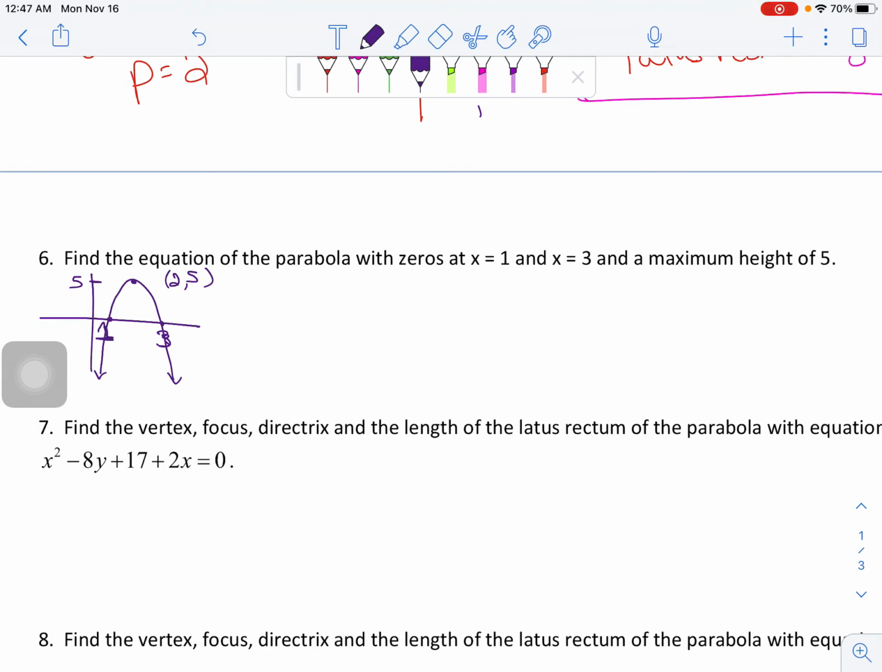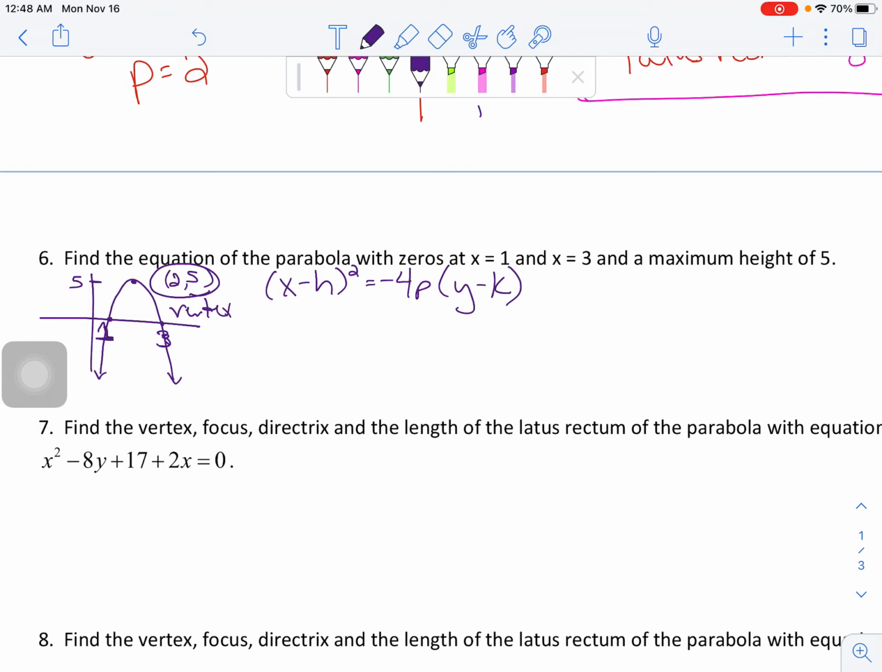So what do I know? Well, I know I have this vertex point, okay? That's my h, k value. But I don't know what my focal distance is. So that's what we're going to have to find out. So I know this is a concave down parabola, so it's going to follow (x minus h) squared equals negative 4p (y minus k).